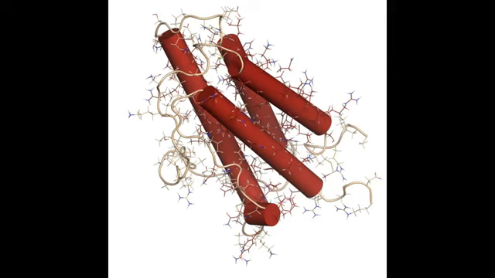RBCs are the most abundant cells in the blood. There are about 5 million red blood cells in every cubic millimeter of blood, which account for about 40% to 45% of total blood volume.